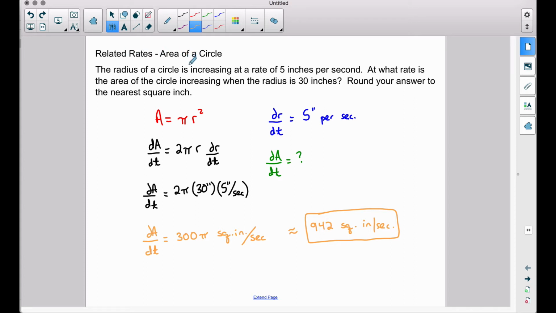Again, a very common problem you will run across is a water puddle where water is dripping onto a surface or flowing onto a surface, and that water is forming a circle on that surface. Very often you will be asked to find the rate of change of the area, or sometimes you may be asked to find the rate of change of the radius. We'll look at another example with the area of a circle where maybe we're looking for another rate instead of area like we did here.